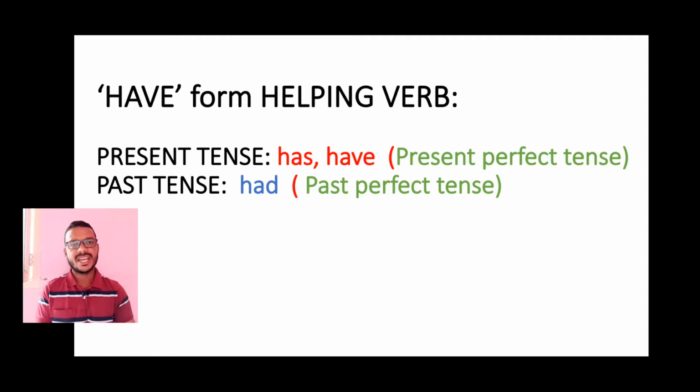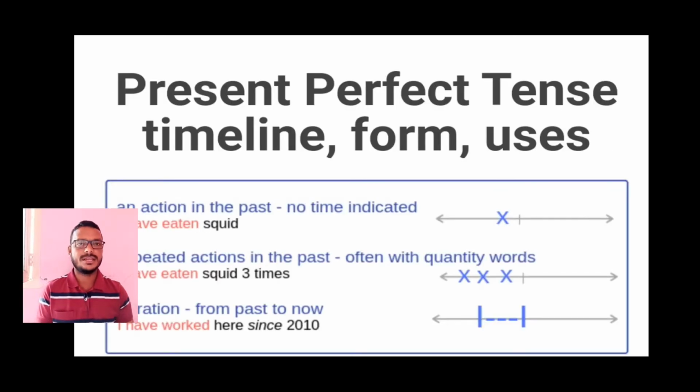Now let us take have form helping verb. How many helping verbs are there in have form? There are three have form helping verbs. In present tense we have has and have, and in past we have had. Where do we use this? We use have and has with present perfect tense. When we are framing a sentence with present perfect tense, we use has and have helping verb, and when we are framing a past perfect tense sentence, at that time we use had helping verb. Am I clear, my dear students? Let us go for the next slide.